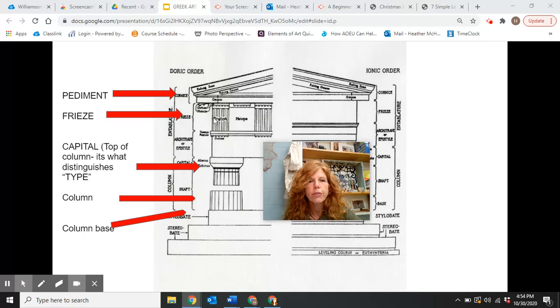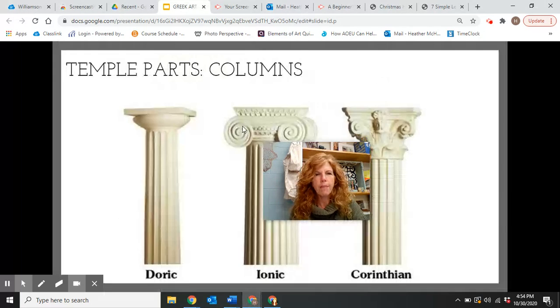Then you need to know the frieze. The frieze sits just below the pediment, and this frieze is often filled with sculpture. Sometimes it just has decorative items here, like the triglyph and the metope, but most of the time it's filled with sculpture, especially on the Parthenon. It's got the Athenian processional, which is beautiful, the Panathenaic processional that's happening.